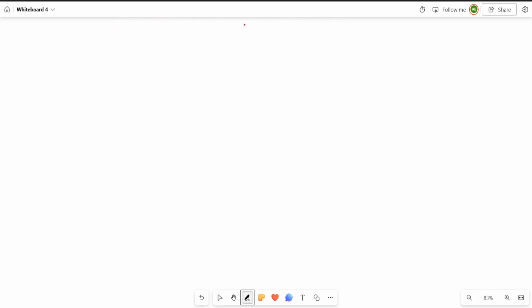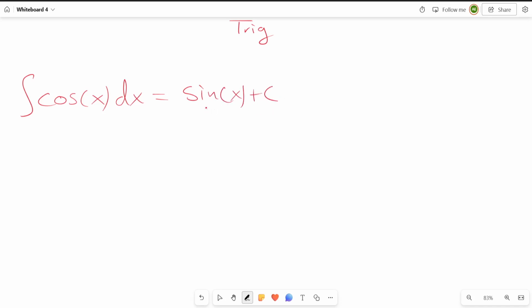So first of all, let's start with the trig function integrations. Let's start with the basic ones. We know that the integration of cosine of x with respect to dx is going to give me sine of x plus c. And from here, I know that the differentiation of sine of x is going to give me back cosine of x.